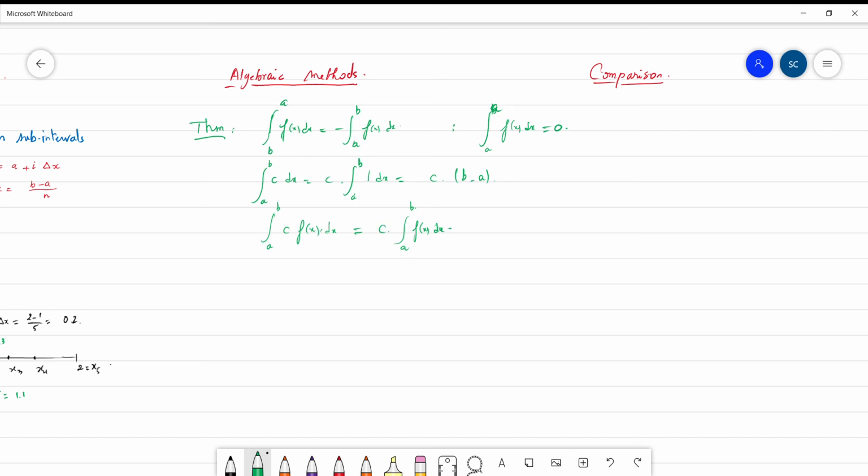Okay, and if you have a function and you see that you can decompose it as a sum or a difference of two functions, where you know the area under each of them over the interval a to b, then we show that it is exactly the integral of f plus or minus the integral of g.